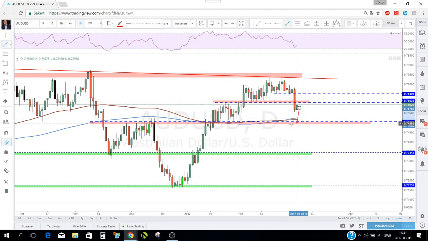So if price comes down to retest this area next week, I will maybe be looking to see if I see any bullish evidence back down here, to maybe try to take a reversal trade and trade it back up to this structure up here. So those are the levels I'm looking at for Aussie for the next week.